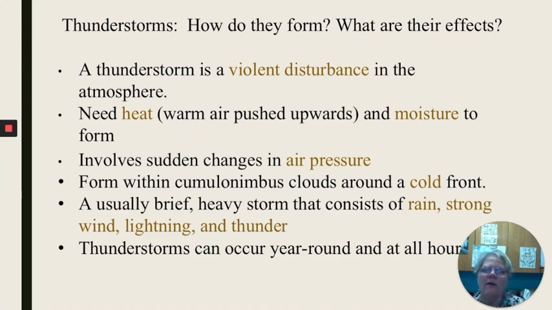Formed within cumulonimbus clouds around a cold front, they usually have strong rain, strong winds, lightning, and thunder. Thunderstorms can occur year-round and at all hours, but they usually occur in the spring and the fall a little bit more frequently because there's a change in temperatures going from cold to hot or hot to cold.